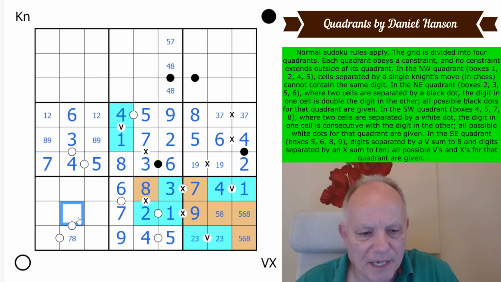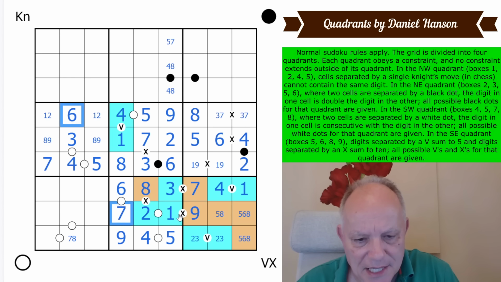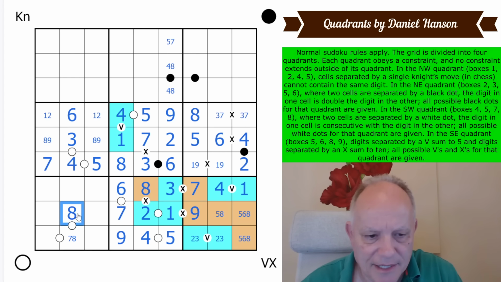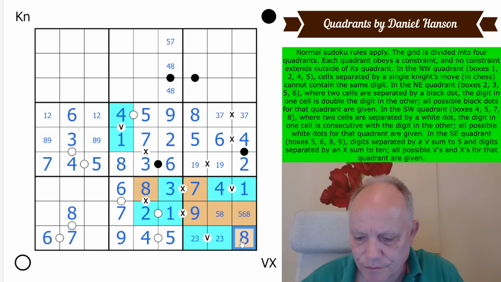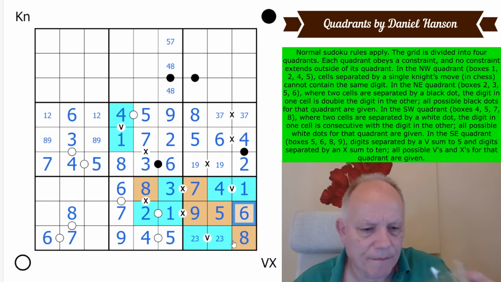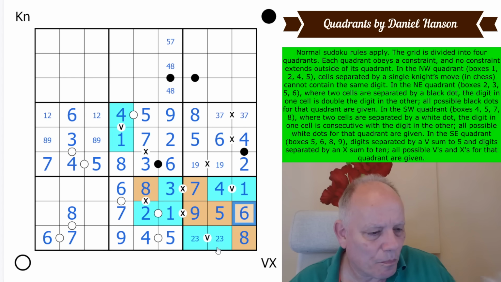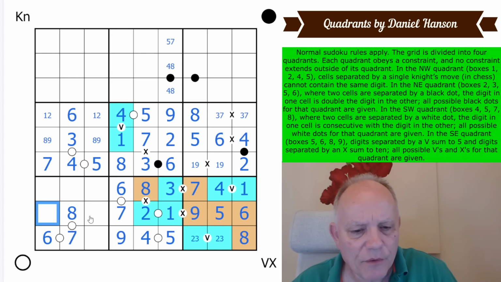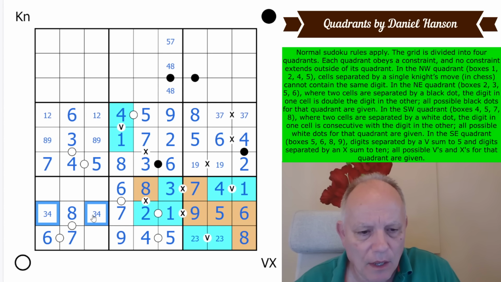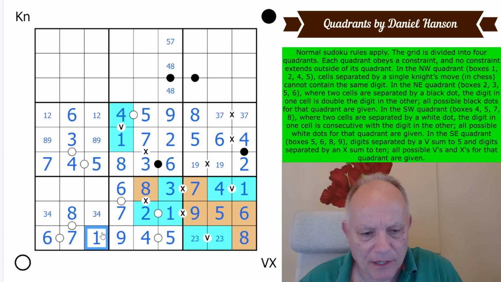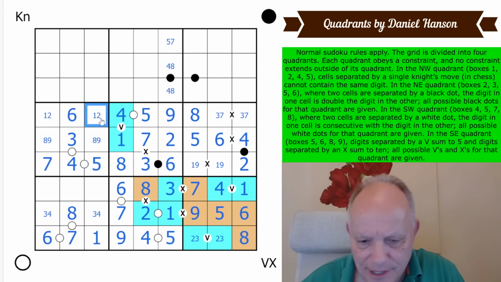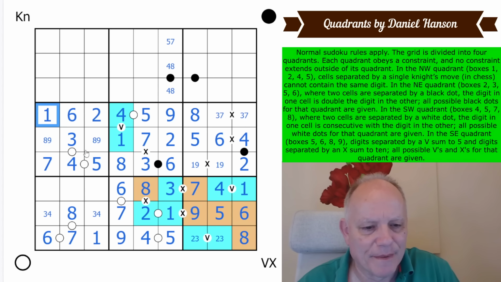This digit must be from 6, 7, 8 or 9, but it sees 6, 7 and 9. So this is an 8. That's a 7. This is 6. That 8 is going to find its companion in box 9 very quickly. And we're left with a 3, 4 pair. And thank goodness I don't have to think much about negative constraints. I can just think about the positive ones at the moment.